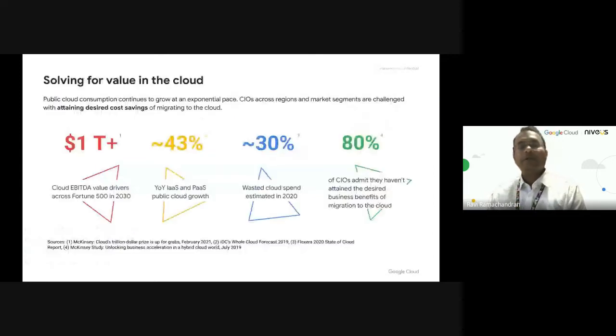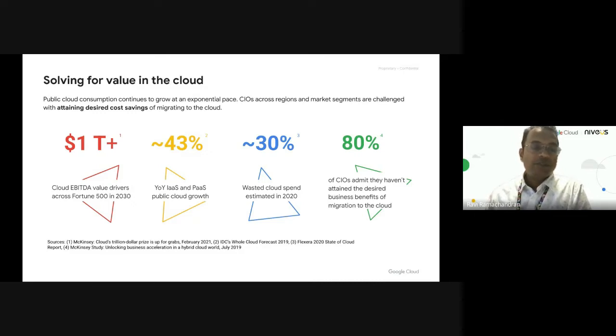Now coming to the theme of the conversation. The aspects on the left, 1 trillion and of course 43%, are some of the aspects that keep the growth of cloud really high. And of course, that's a very nice scenario to be in. But what is actually concerning the customers is the topics on the right, which are the 30% and the 80%.